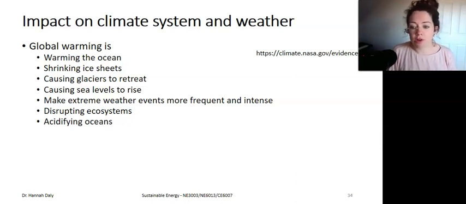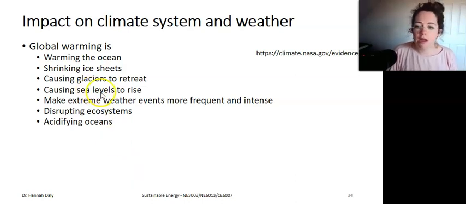Also, the number of record high temperature events across the world has been increasing. The number of record low temperature events has been decreasing as well since 1950. So we've seen intense rainfall events, more intense hurricanes as well, which have been attributed to climate change, and also changing patterns in rainfall and drought. So drought seasons are getting longer, rainfall is getting more intense, which affects crop yields and mudslides and things like that. Obviously, sea levels have been rising.